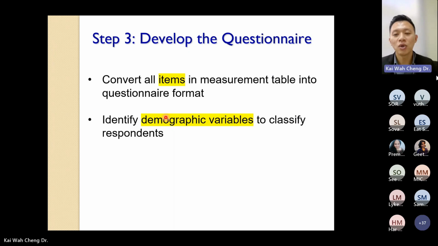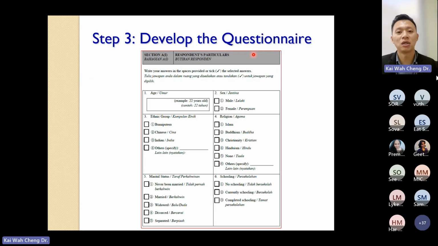So in a questionnaire, normally it involves the demographic variables in order to classify the respondent background for you. And of course, it consists of all the items to help you to test the research variable. So basically these are the two important things that we should have in a questionnaire. So I will show you the sample.